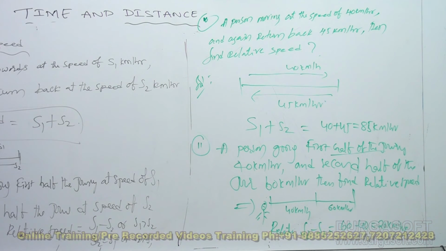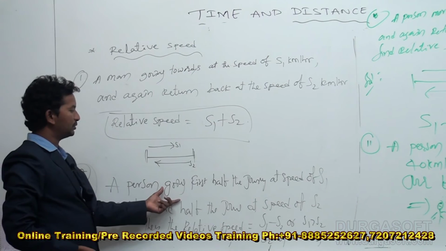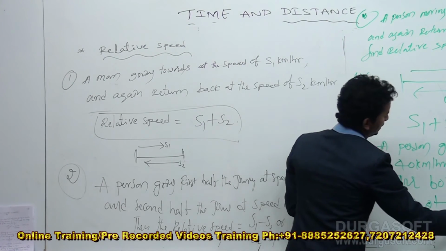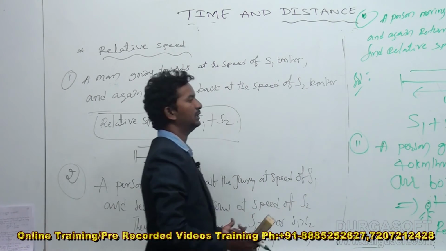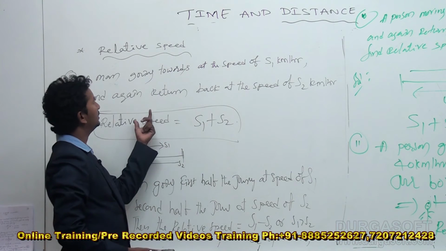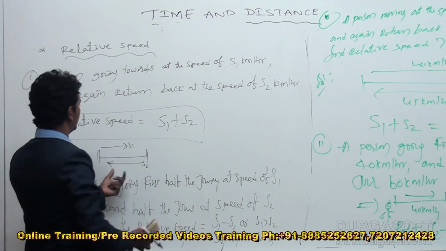When the directions are opposite, the relative speed is plus here. When the direction is the same, like this, the same direction, the relative speed is minus here. Now this is called the relative speed, used in finding time and distance.